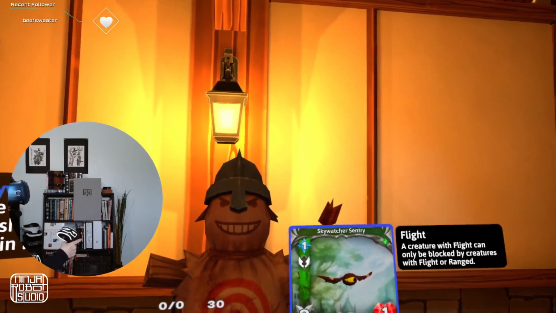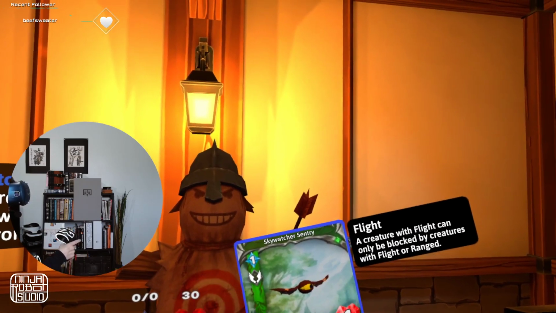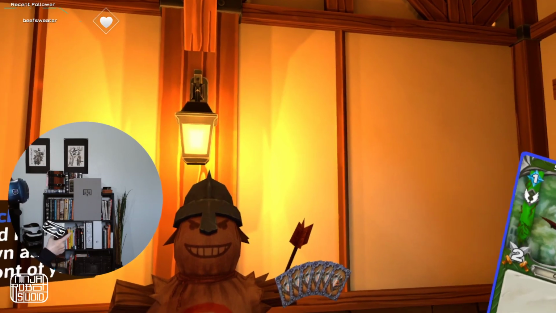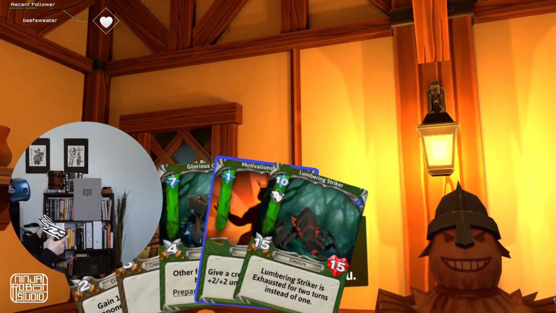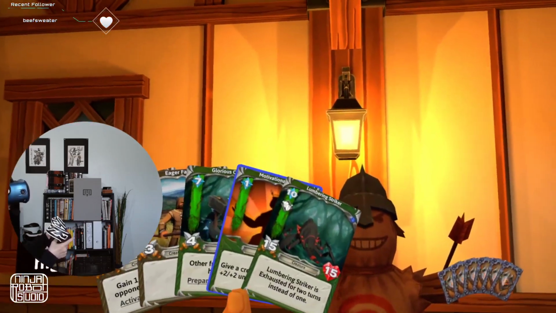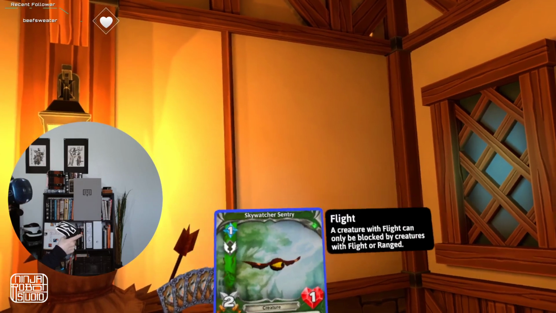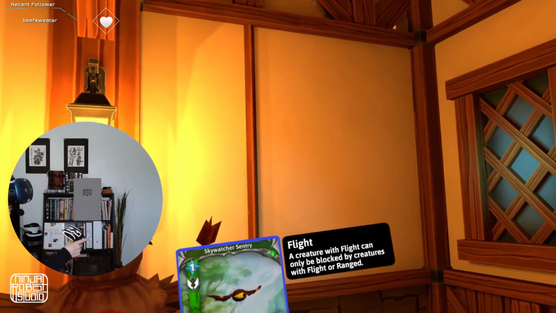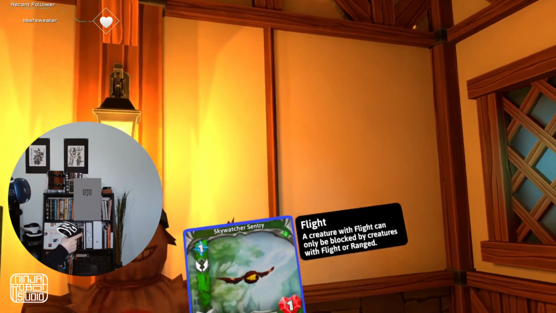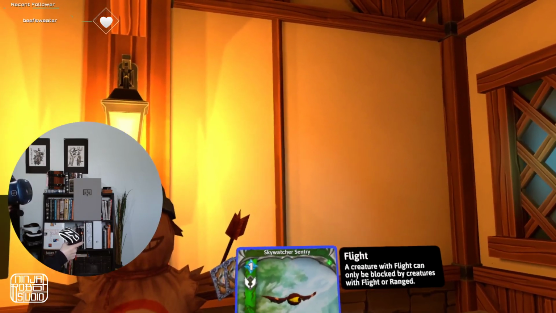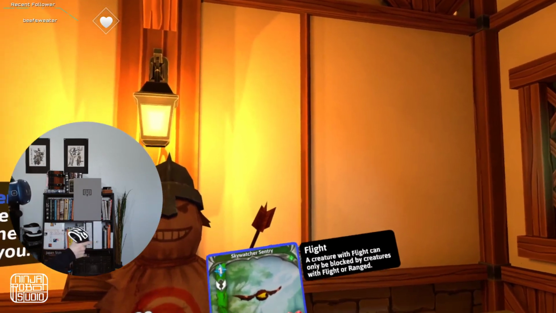Let's summon Skywatcher Sentry by placing the card in the creature area shown as the blue highlighted row. So I do like that they have the cards looking like they would in real life with the description on the actual card, but once you highlight the card to look at it, they have that tooltip there that's a little bit larger font so that you can read what's on the card without eye strain or with less eye strain. This is still a little bit small.